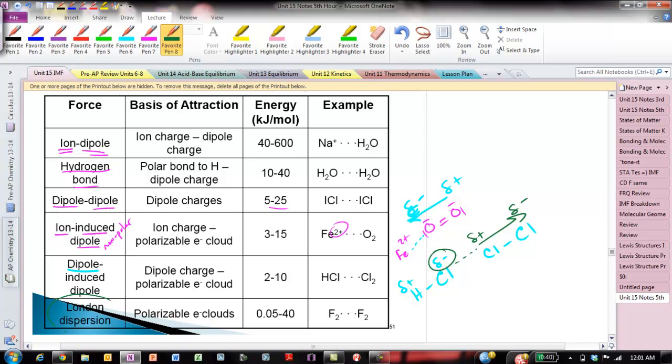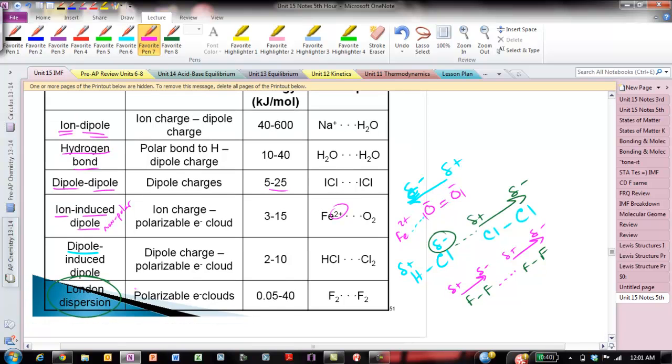And then the last one, the weakest, is London dispersion. Okay, so between the F's, and all this is randomly polarized. Okay, let's say this side ends up as negative, just randomly. Well, that's going to draw the electrons toward that direction, leaving that partially positive and partially negative. Sorry, should be negative. So it's that weak attraction that's not going to last for a long time.